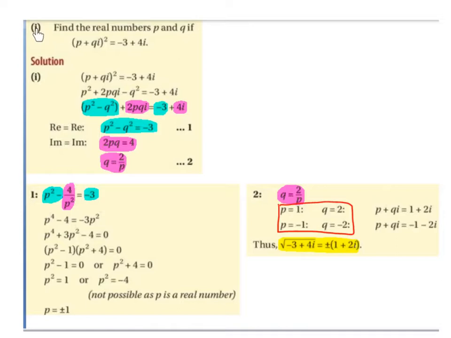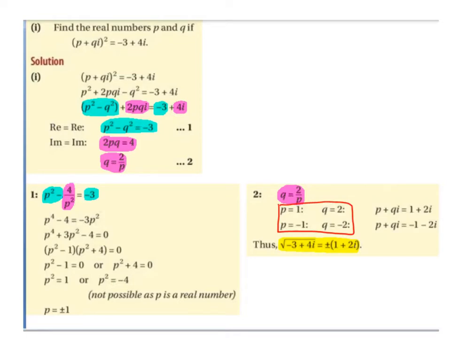So part 1, we want to find the real numbers p and q. So we have (p + qi)² equals -3 + 4i. Multiplying out the brackets, we get p² + 2pqi - q², and that's still equal to -3 + 4i. And then we're going to put the real parts together and the imaginary parts together. So p² - q² goes into brackets because that's the real part. And 2pqi is the imaginary part on the left of the equal sign. And on the right we still have -3 + 4i.